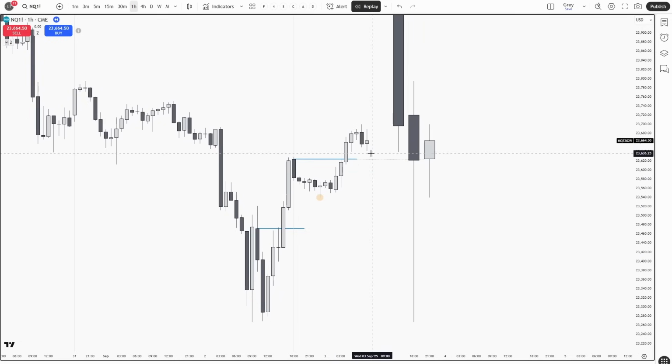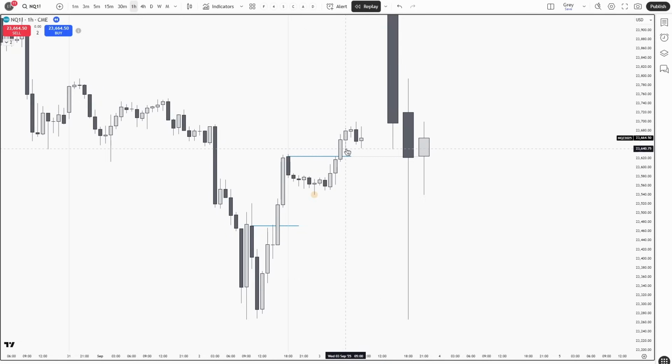Now going into the 8 a.m., what do we have? We have a structure with a failure swing right here, a fair value gap in the price section. The price expanded. This is kind of a retracement. Now we can see entries after the 9:30.